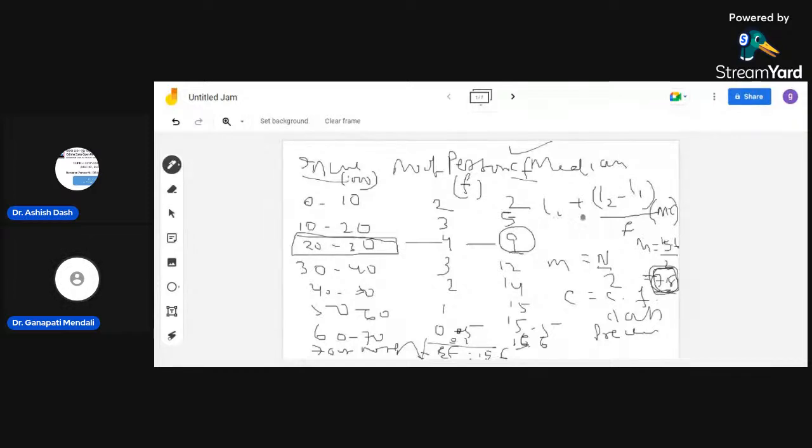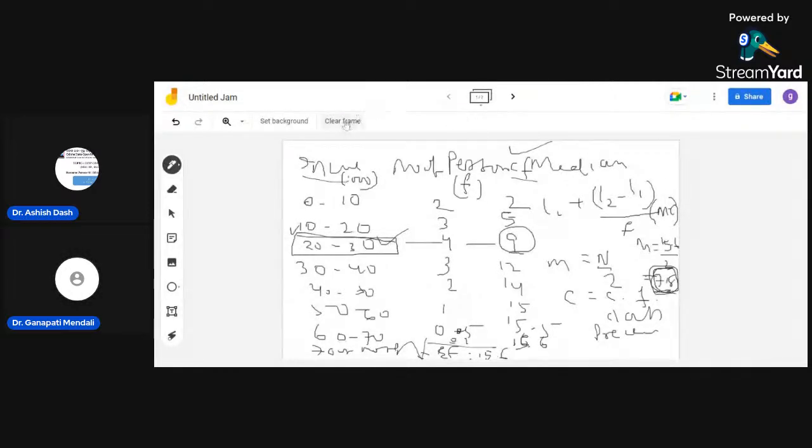Now our lower limit and upper limit: L2 is our upper limit. Upper limit is 30, lower limit is 20. So in our case, L1 is 20, L2 is 30. Now everything is clear. So now how to calculate the median? Let me clear this.